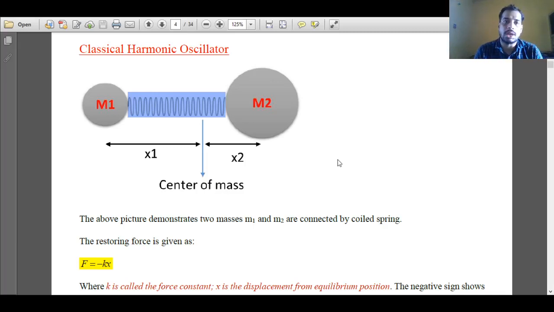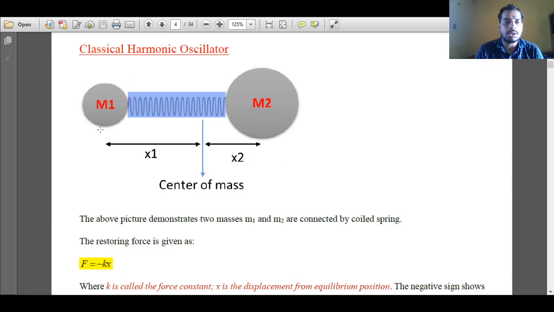Before going into the quantum mechanical harmonic oscillator, we'll first try to understand a typical or conventional classical harmonic oscillator. Then from that knowledge, we'll derive our expressions for the quantum mechanical harmonic oscillator, and from that we'll try to derive the expression for the frequency of bond vibration or the bond dissociation energy.